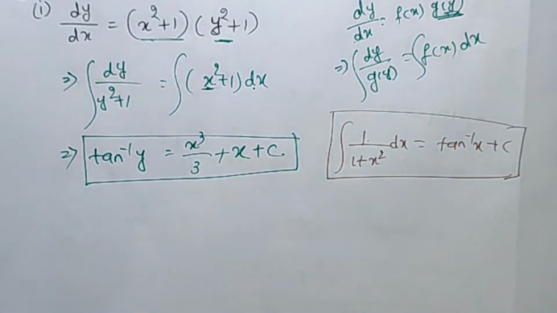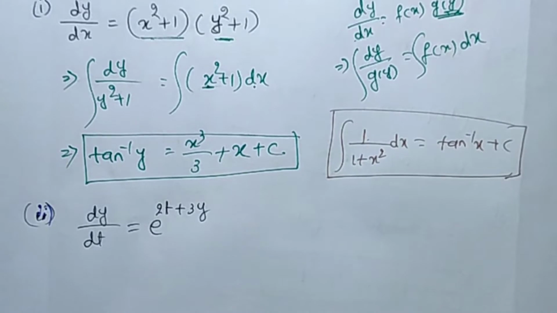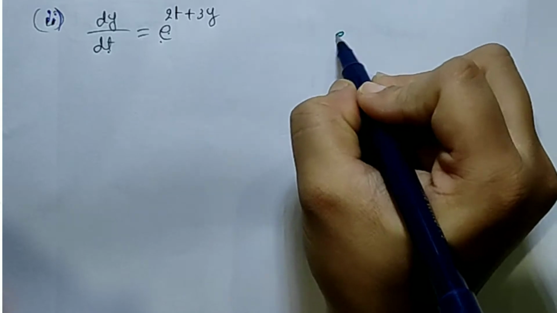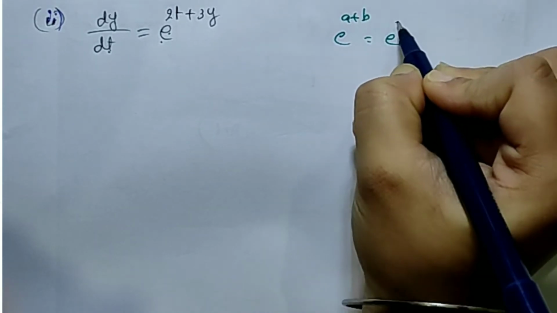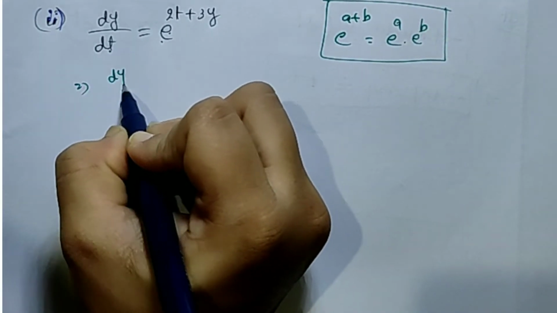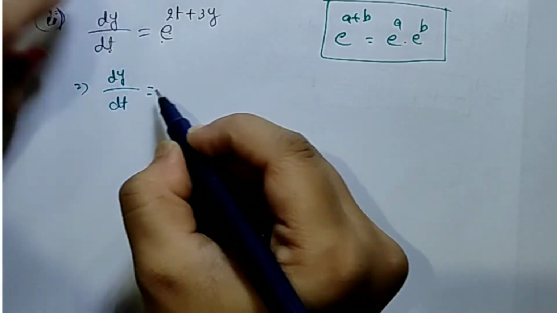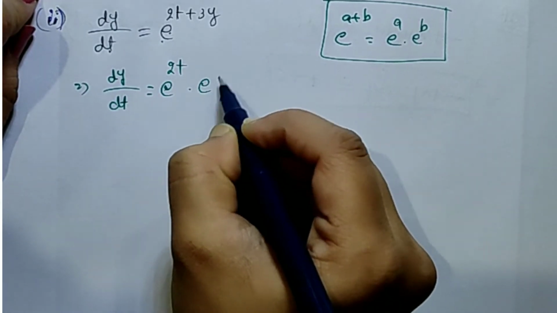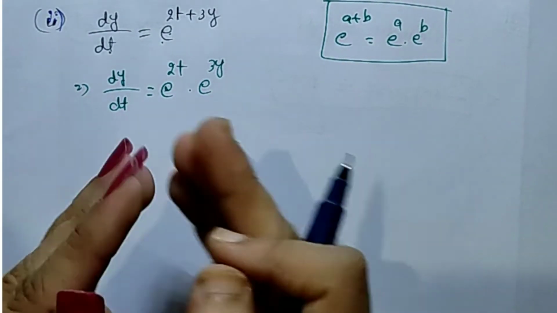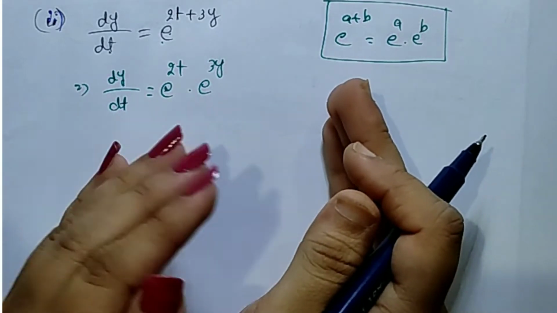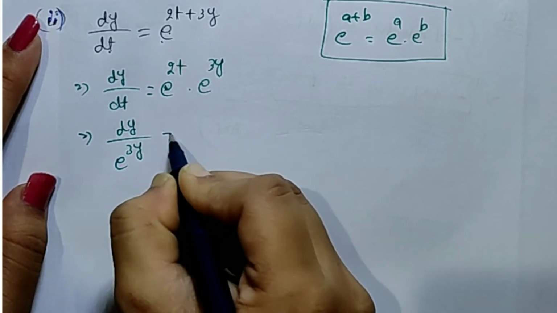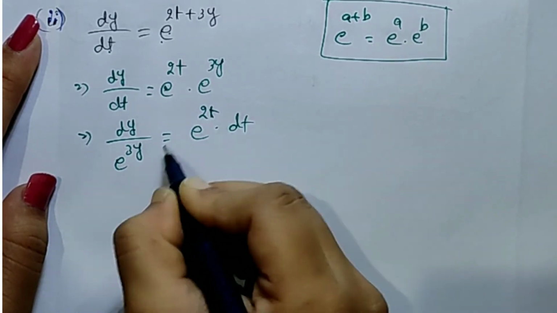Okay, let's move. Next question: dy by dt is equal to e power (2t plus 3y). E power (a plus b), I can write as e power a into e power b. So here dy by dt is equal to e power 2t into e power 3y. Now my function is separated. This is the function of t, this is the function of y. Now I can separate t on one side and y on one side. This implies dy by e power 3y is equal to e power 2t into dt.